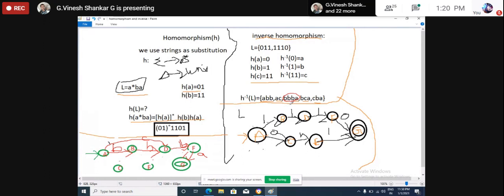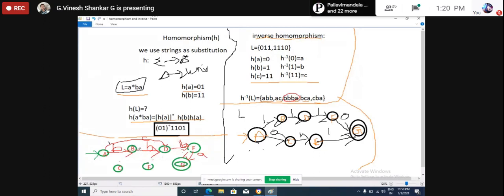Now in the same way, I want the other string also. What other string do I have for the same triple 1 0? Double 1 I can take at a time as C, then 1 I can take as B, then 0 as A. CBA can be the string. Otherwise I can take B as the first, then BCA also I can take.